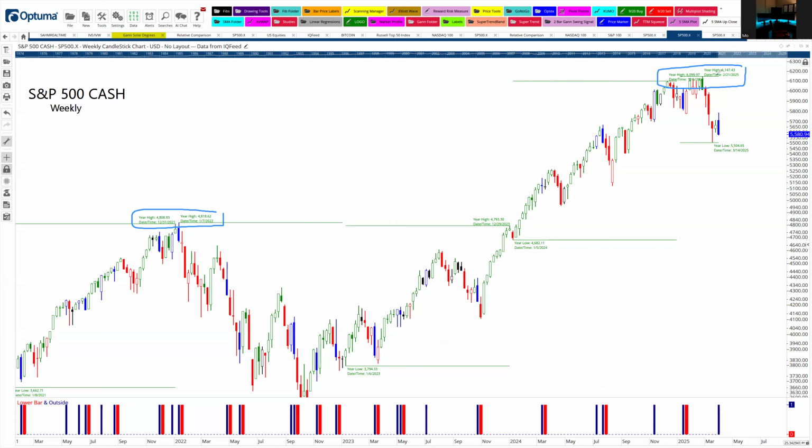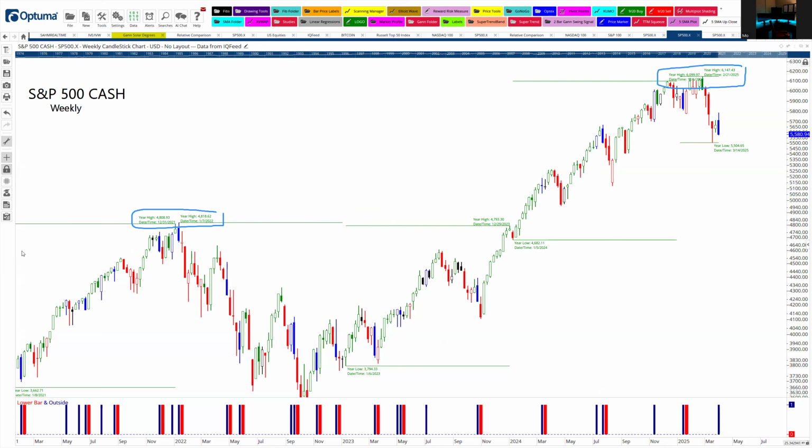We slightly move higher, off by 47 points, because the 2023 high was 6,019. I'm just making it 6,100. This one is 6,147. So that's 47 points. This one was 10 points, 4808 versus 4818.